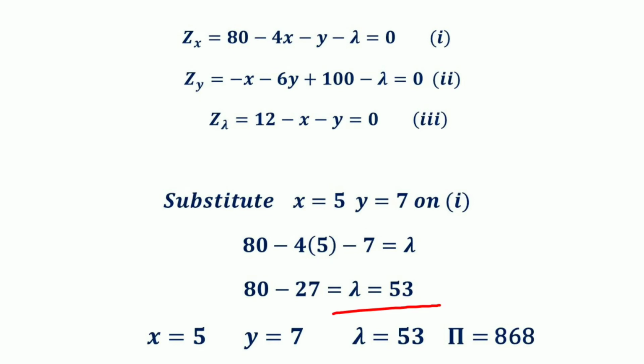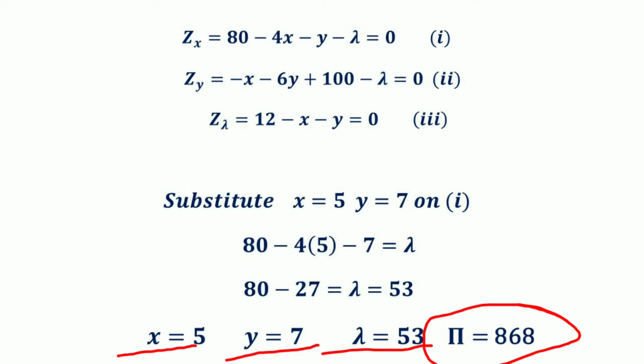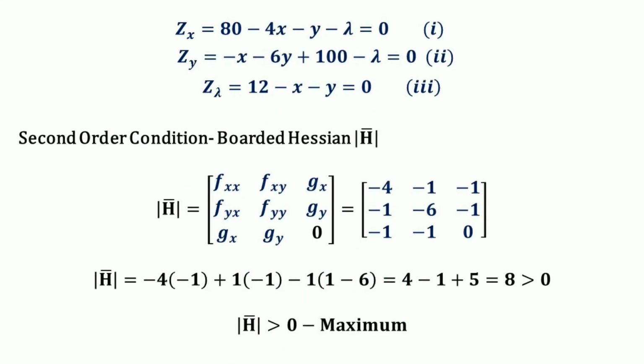So once we get x is equal to 5, y is equal to 7, lambda is equal to 53, the value of the profit function, that is the objective function, that is the Lagrangian function, is equal to 868. Now we want to check whether the function is maximum or minimum, because here the objective function is already given, that is the profit maximization. So we want to check whether the given profit function is maximized or not.